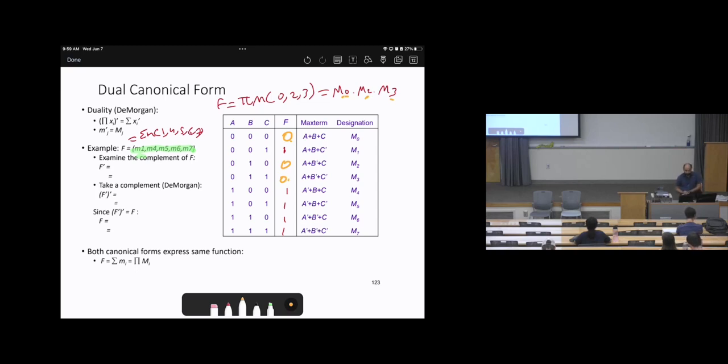Okay? So here are the minterms: m0, m1, m2, m3, m4, m5, m6, m7. But keep in mind, the uppercase or the maxterms are for the location of zeros, and the lowercase or the minterms are for the location of ones. So the same function, the sum of minterms, is the same as the product of maxterms.